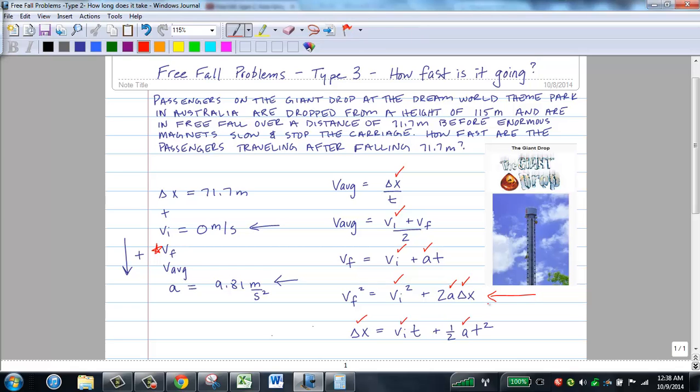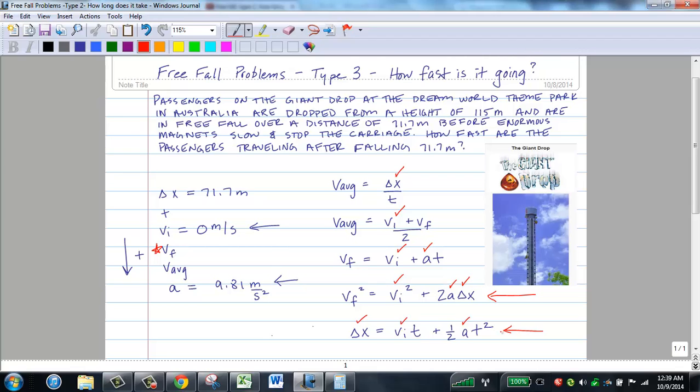I have enough information to use the last equation as well, but that one would allow me to find the time. And that's not something that they're asking me for. They're not asking me how long they're in free fall. They're asking me how fast they're going after the free fall portion is over. So it's possible to use this equation, but it gets me to a piece of information that I'm not being asked to find.